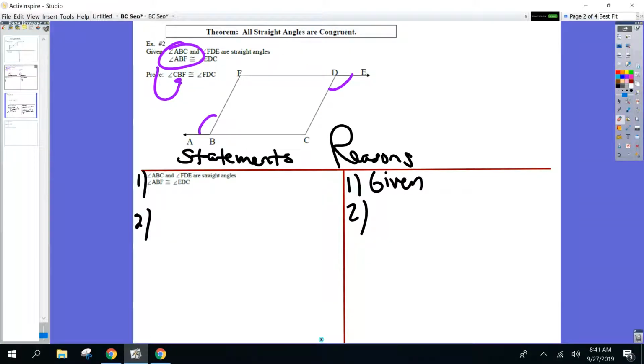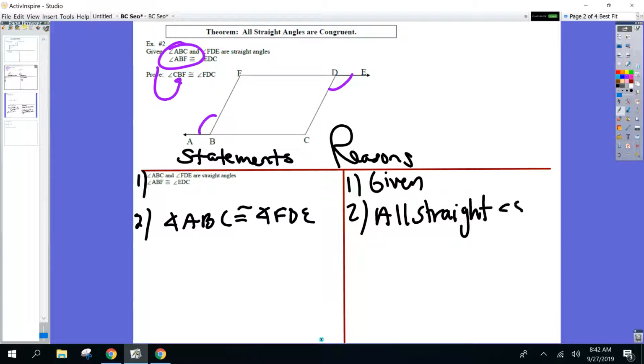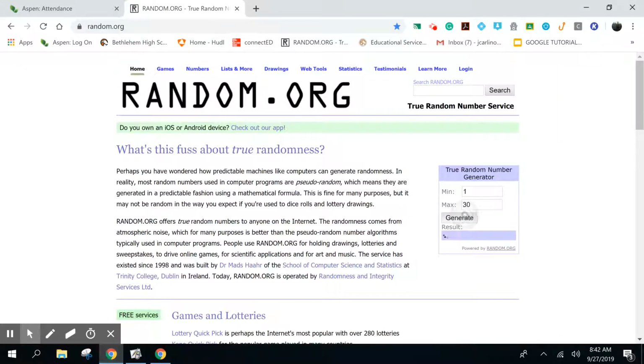So angle ABC congruent to angle FDE. And this is the second theorem I put up on the board, which is all straight angles are equal. Now, how many pairs of equal quantities are written in your statements right now? 2. Now you can subtract them if you'd like, which we are going to. All right, so what are you going to subtract up here?